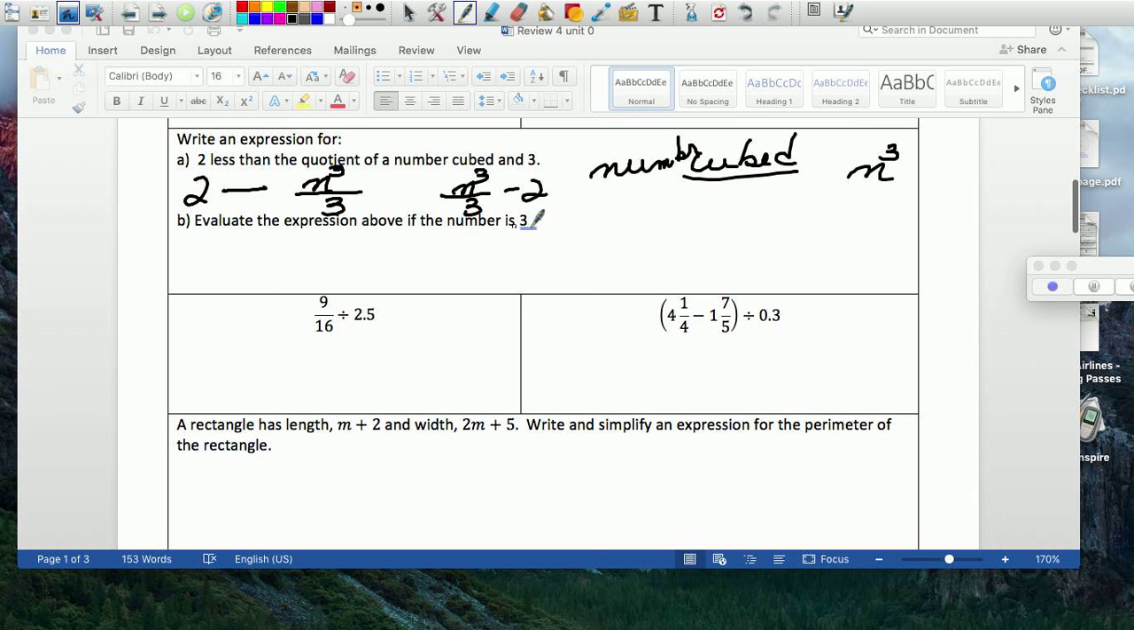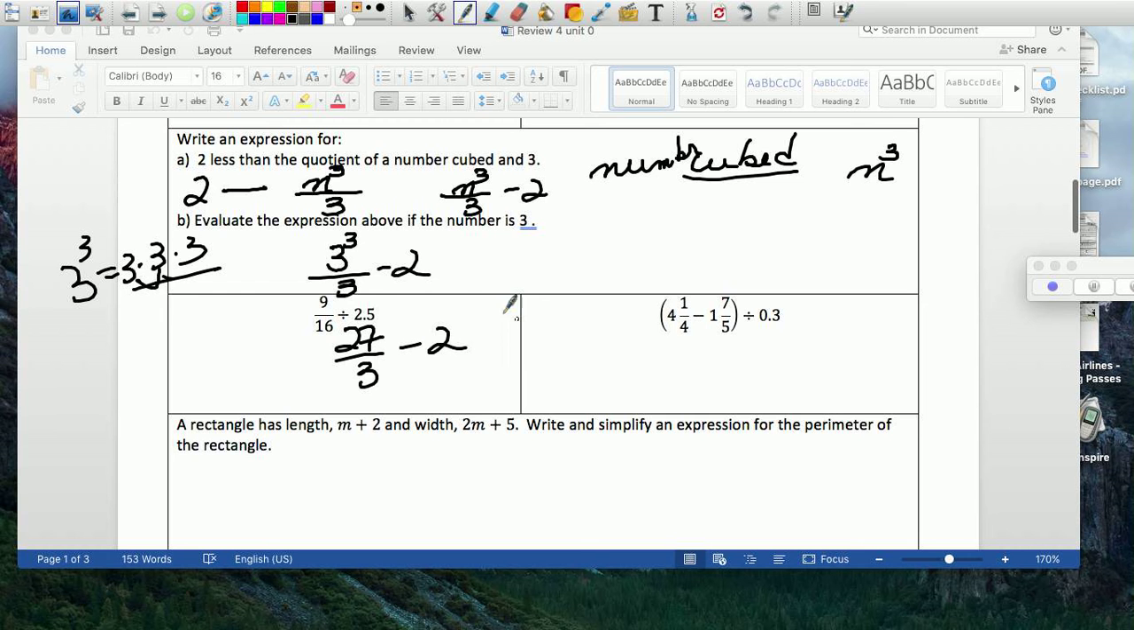Now we're going to evaluate this. We're going to substitute the n with 3 and see what we get. So instead of n, I'm going to write 3 to the third power over 3 minus 2. 3 to the third power is 3 times 3 times 3, right? So 3 times 3 is 9, times 3 is 27, and 27 over 3 minus 2. Right? One step at a time. This is the same thing as saying 27 divided by 3, and 27 divided by 3 is 9, minus 2 equals 7.